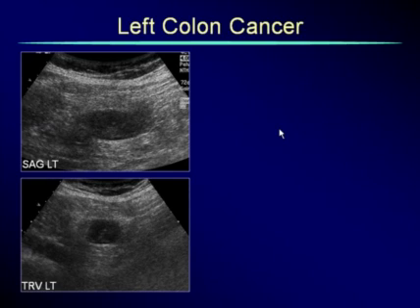This patient had some pain, and we were doing a pelvic scan, and somebody thought that this looked like the left ovary.